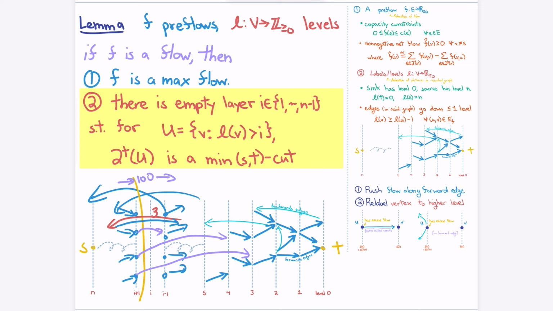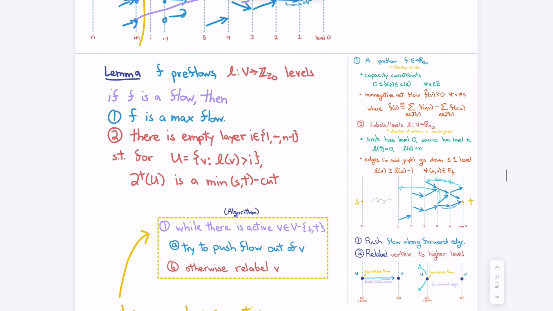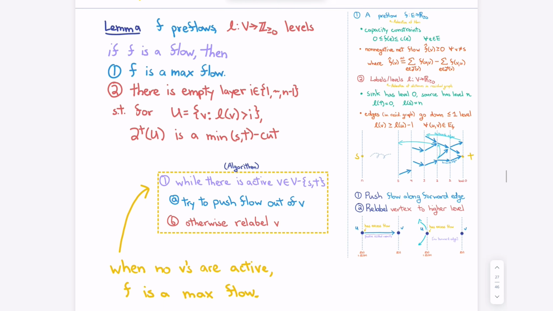All right, so that's the idea. Any questions? Okay, so good. So that's the whole algorithm. You just keep choosing the active vertices, pushing flow. When there's none left, you have a max flow. And you can find an empty layer, that'll give you a min ST cut.